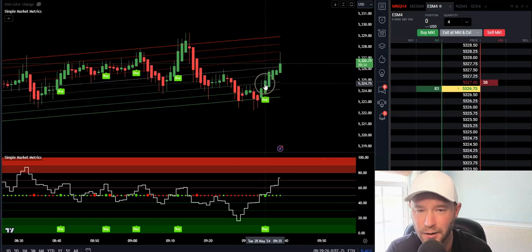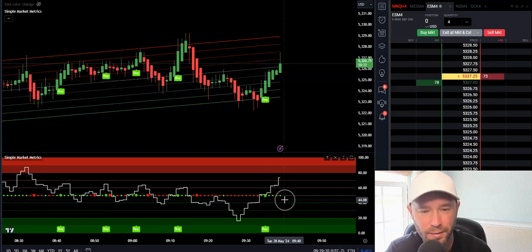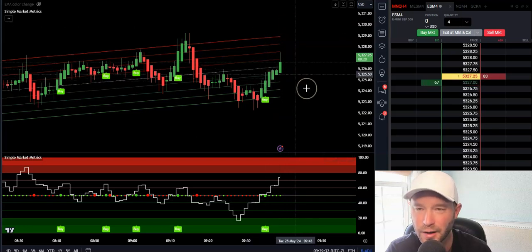So entered in on the buy signal at candle close. Stayed in it, stayed patient, waited for all of our metrics to pan out. Got a nice push to the upside. Capitalized on a couple ticks in the market.